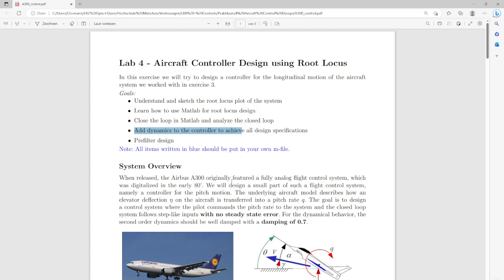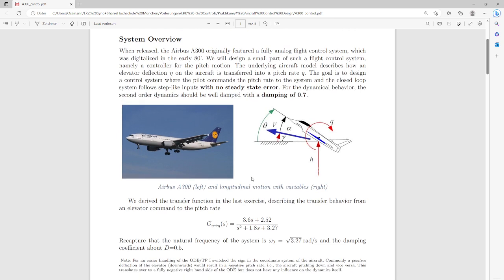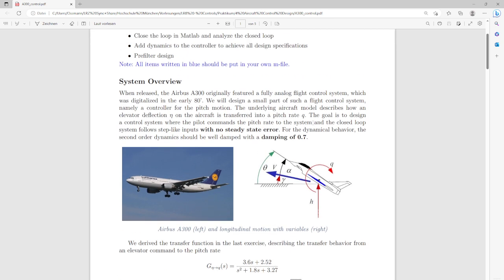So the introduction I can skip. However, we're shortly going to talk about the design goals here. We saw that our transfer function had a damping of 0.5. This is suboptimal, right? So we want to increase the damping to 0.7 because it will have less overshoot. And we want to make sure that there is no steady state error.